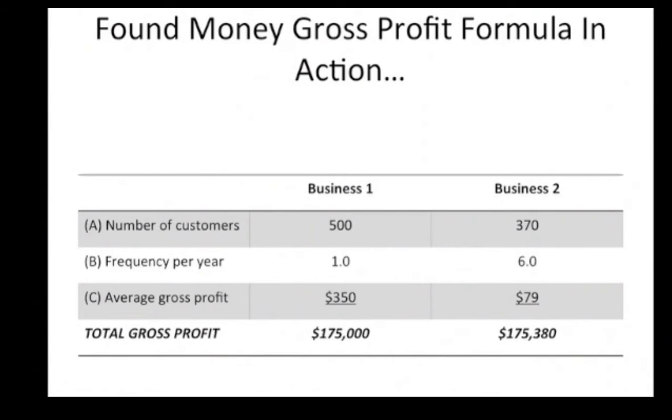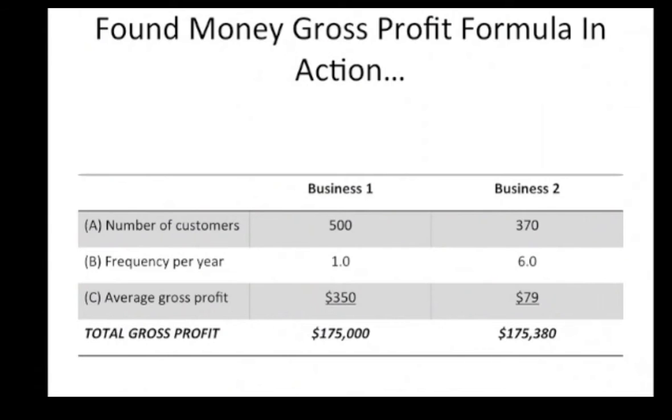Now Business 2 has fewer customers, only 370, but they buy 6 times a year, or every 2 months. However, the business makes a lot less money every time they buy, only $79. But at the end of it, they still have a gross profit of pretty much exactly $175,000. So you could look at the financial statements for these two businesses and see a gross profit of $175,000, but they are anything but similar businesses.